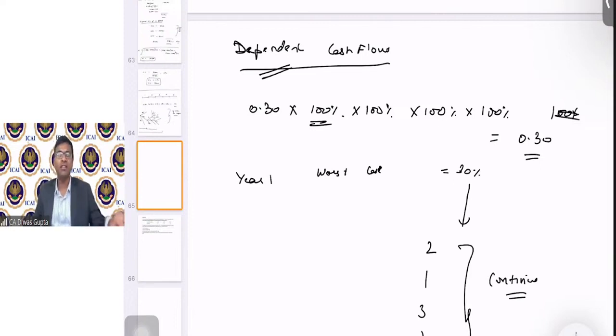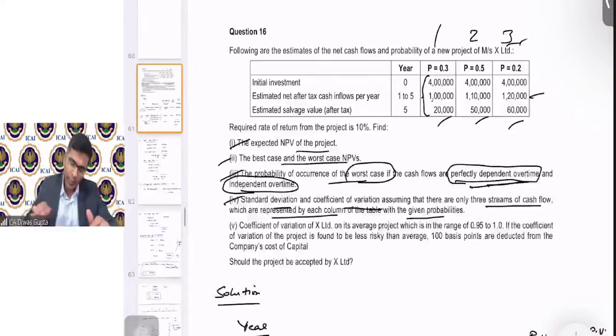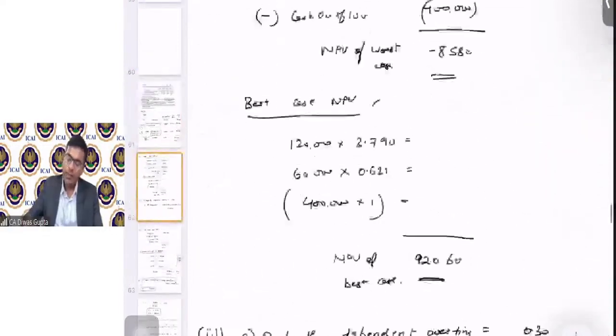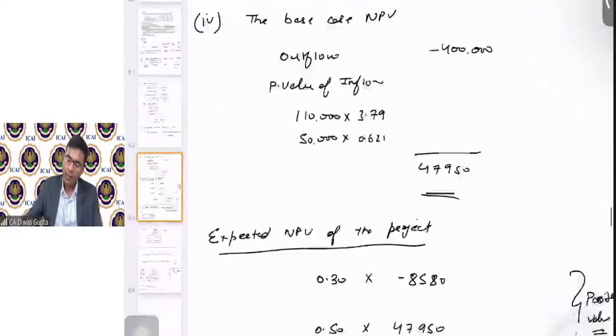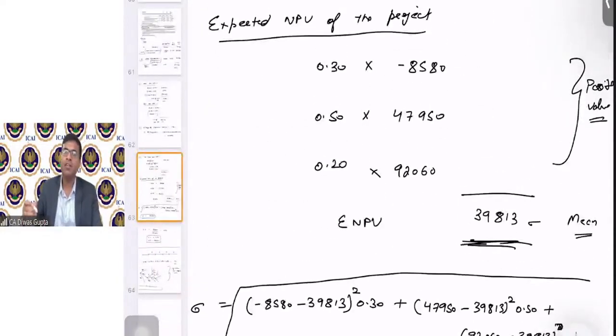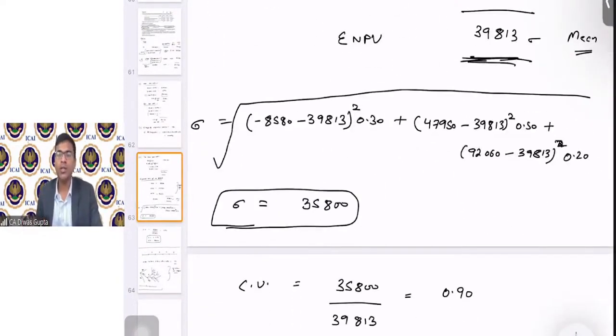So Guram is saying, please explain once the part number 4. Okay, let's go to part number 4. See now, part number 4 is saying that you don't think about dependent or independent. You just think that there are three different possibilities, first, second, and third, because it is mentioned that assuming there are only three streams of cash flow which are represented by each column of the table. So basis that you arrive at the standard deviation and coefficient of variation. For that, we first have to calculate the expected NPV. Hence, we have calculated this expected NPV for all the three different cases and arrived at the standard deviation using our regular formula.